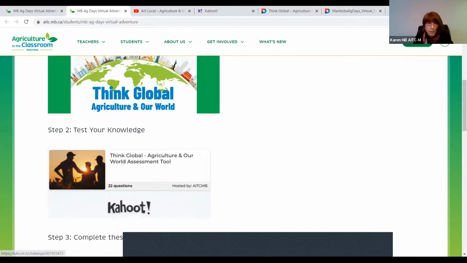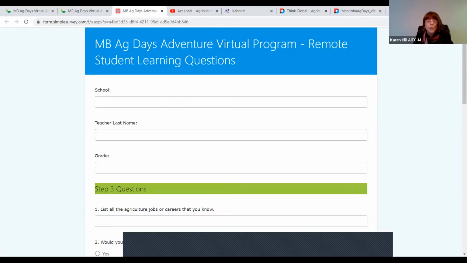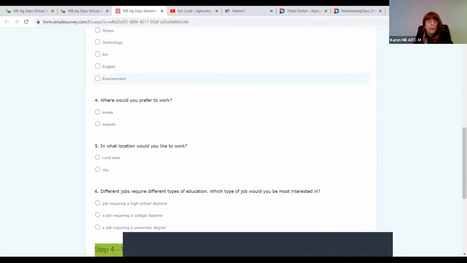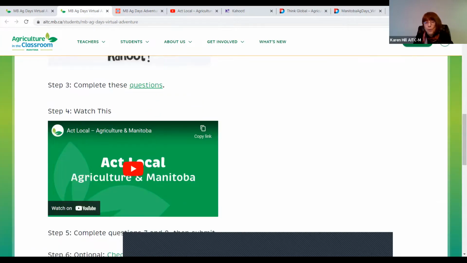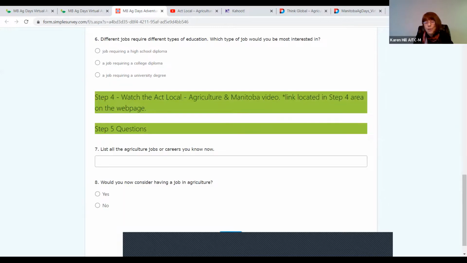They click on here and that takes them to the Kahoot where it's all set up for them to play the Kahoot. If they click on here, this takes them to questions to get them activated about any agricultural jobs that they know about, or whether they consider having a job, and what subject they like, and that sort of thing. And then it prompts them to go and watch the video, which is here. They only have to click on it and they can watch it. And then they can finish questions 7 and 8 after the video by answering how many more jobs that they now know about and whether they would now consider a job in agriculture.